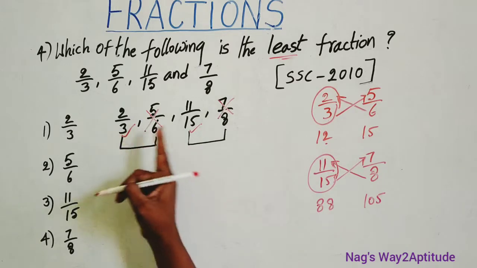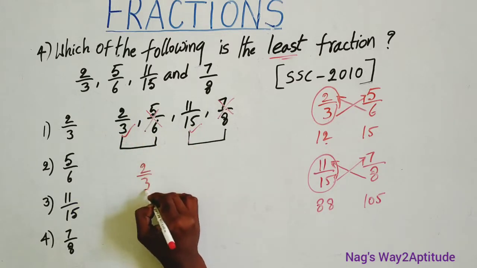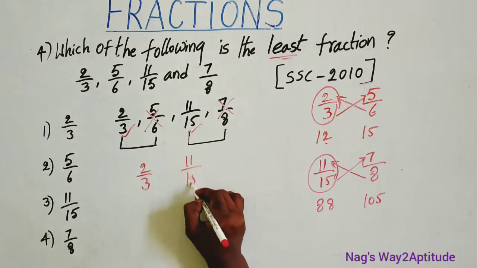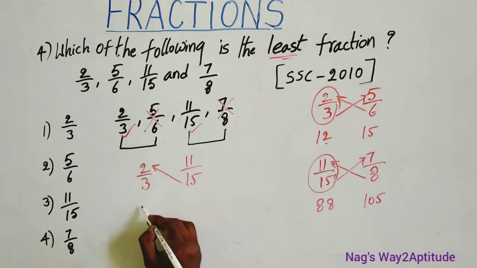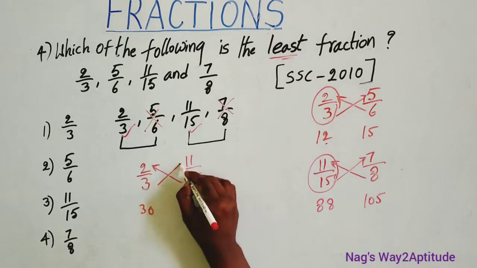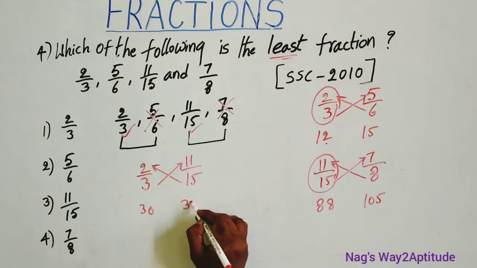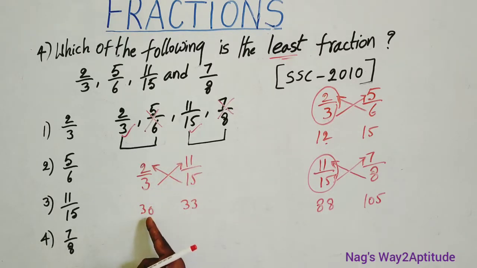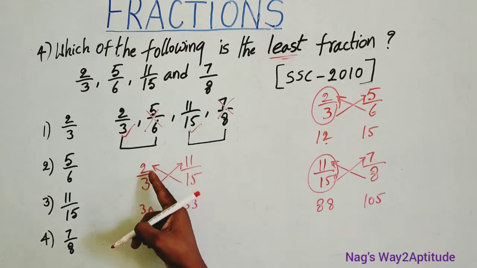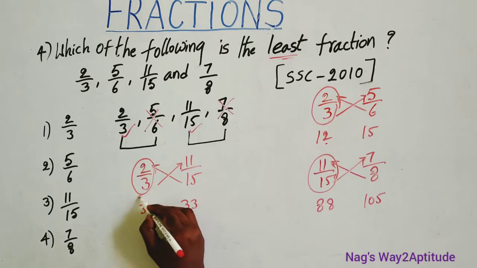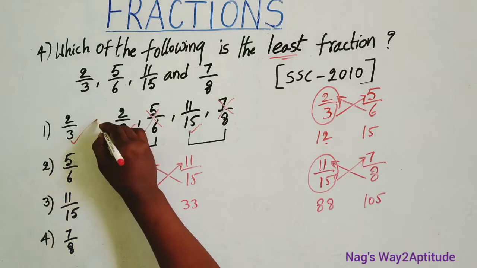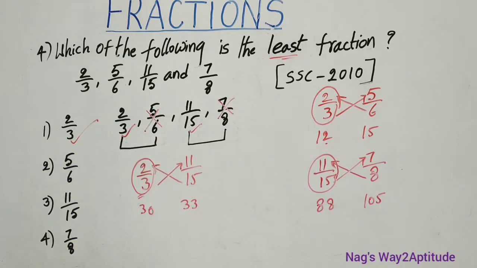Now compare these two, 2 by 3 and 11 by 15. Again you do cross multiplication. 15 2s are 30 and 3 11s are 33. Between these two, 30 is the smaller one. So 2 by 3 is the smaller fraction. So finally 2 by 3 is the smallest, least fraction.